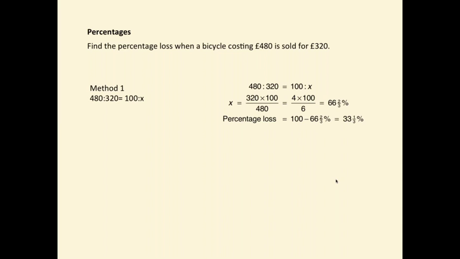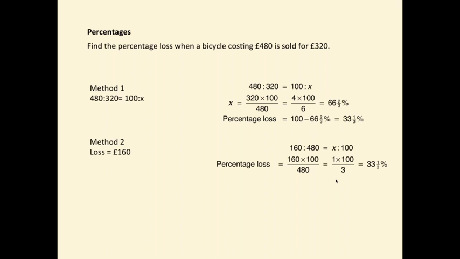Another method is just to go directly for the loss, which is £160, and then apply that in the formula. £160 is to 480 as x is to 100, and that arrives at the same answer of 33 1/3, a bit more directly.